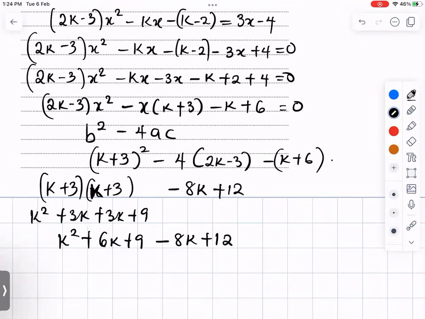Wait, this has to be expanded with the rest because this is 4 multiplied by the bracket. So I will expand these first. To make it easier, please leave the 4 outside. So we expand the two factors: 2k multiplied by minus k will give us minus 2k squared. Then 2k multiplied by 6 gives us 12k. And we have plus 3k, and minus 3 times that gives me minus 18.